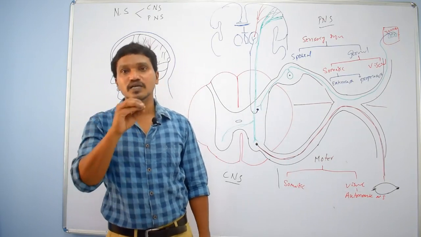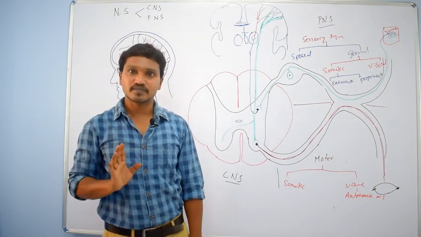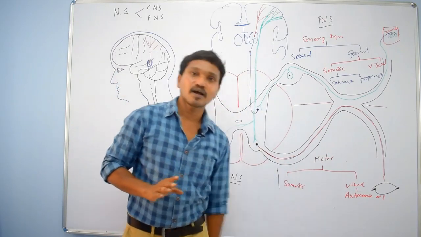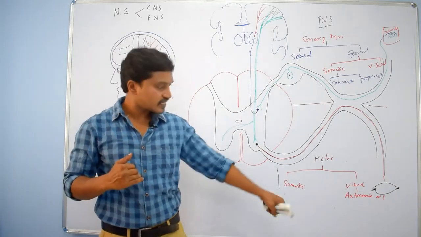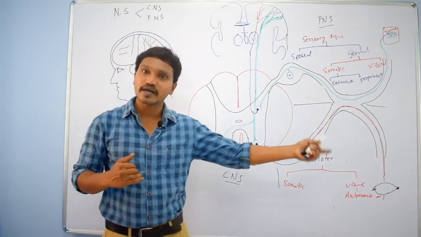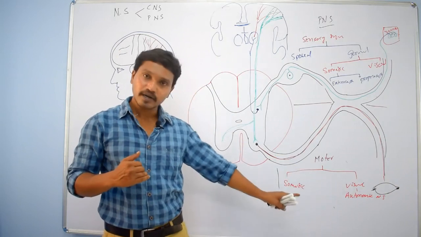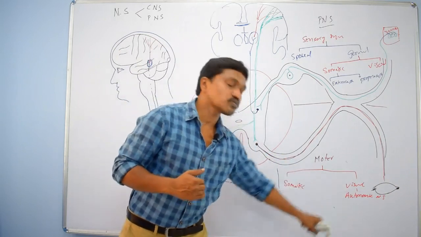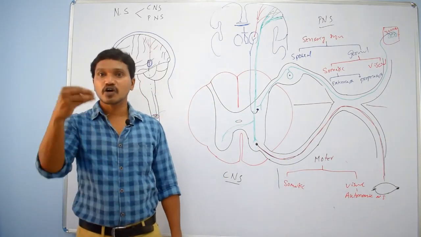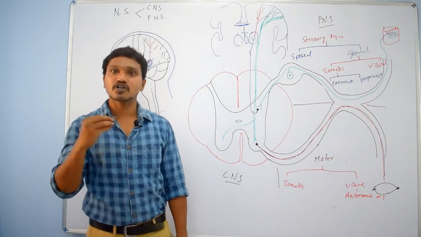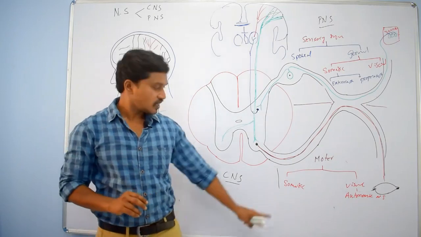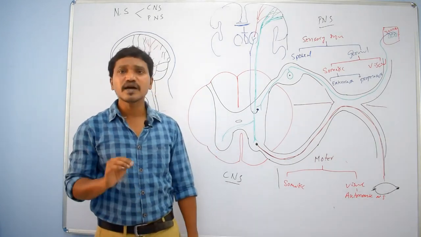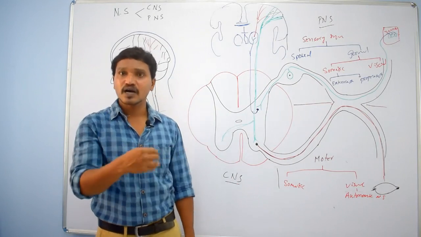That means mostly smooth muscles and glands. But it is not under our control. They are involuntary. They are automatic. That's what we call the autonomic nervous system or autonomic motor system. Right? But here, the somatic is under our control.